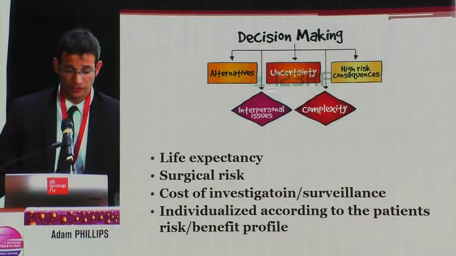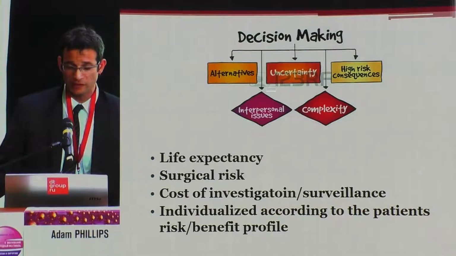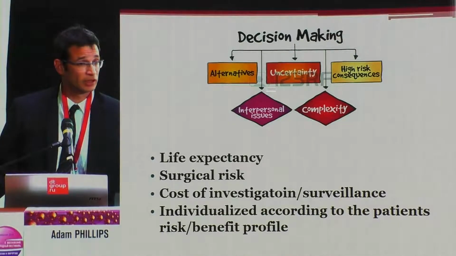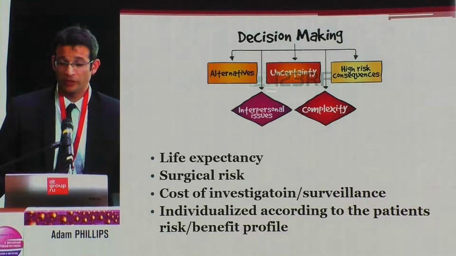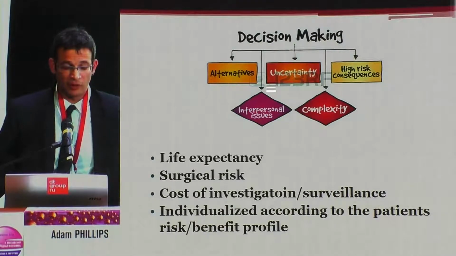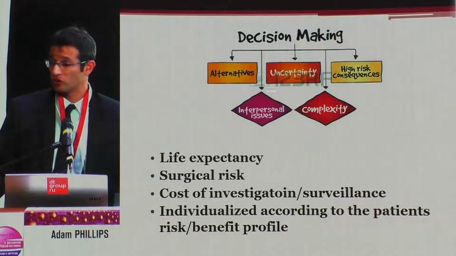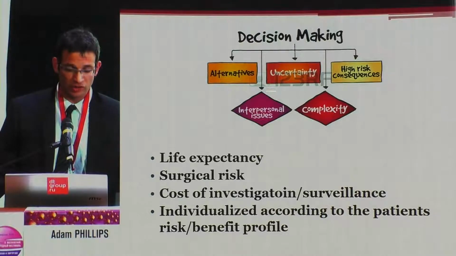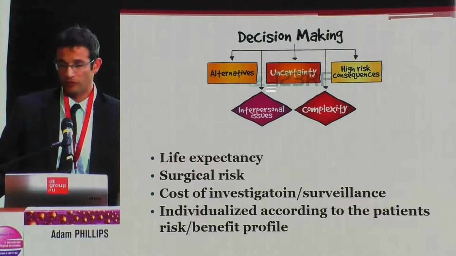Why is this hard? Because we have many complexities. We maybe have two different diseases. We don't have many alternatives unless going to follow-up or surgery. There is a high risk in every one of our decisions, and we need to think about life expectancy of these patients, the surgical risk, the cost of the surveillance of these patients, and the most important thing is to individualize the patient according to the risk and benefit profile of our decision.